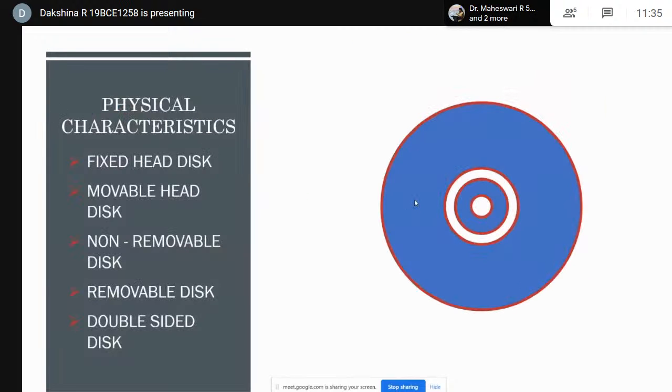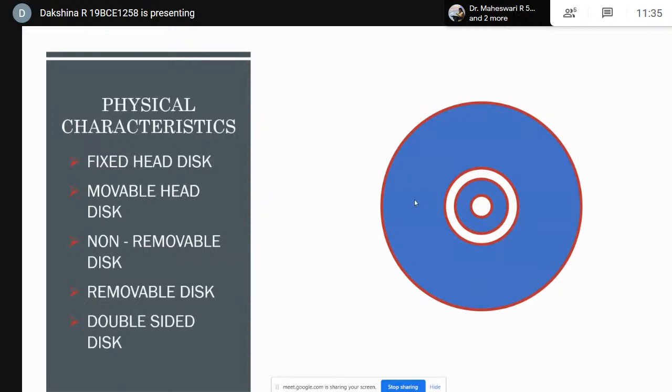So there are many types of heads, and one of them is fixed head disk and movable head disk. And here only one read-write head is present per track, and all of the heads are mounted on a rigid arm that extends across all tracks. Because of it, it should be positioned above any track, so the arm can be extended for this purpose. Whereas in a non-removable disk, it's permanently mounted in the disk drive. And the hard disk in a personal computer is an example of non-removable disk.